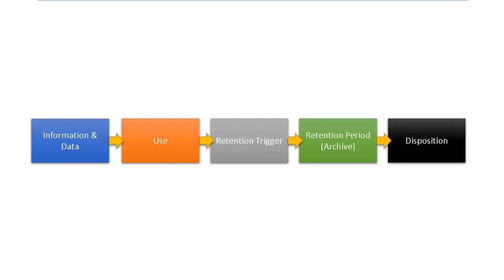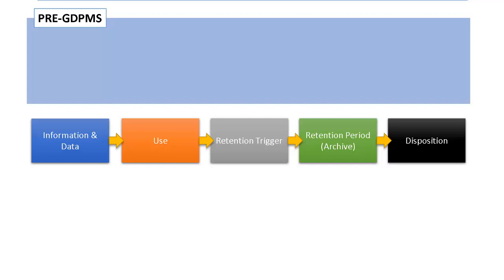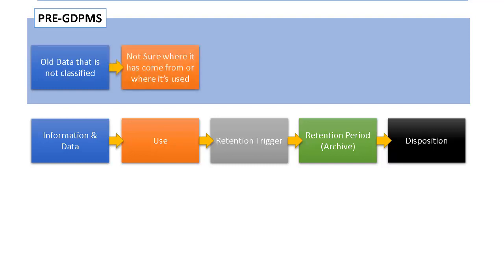And then we have the disposition, which is the destruction of the information. Pre-GDPMS, this would have consisted of old data that's not necessarily classified. You would have got that data from places that you're not sure about. You won't know where it's come from. You won't know whether you had consent to use the data. You won't have any idea about how you got that data or why you collected it perhaps in the first place.